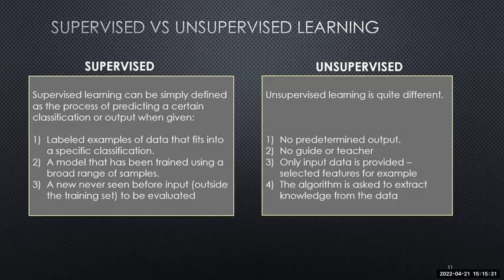It is just raw data, right? So the only input data that is provided is really select features for an example aspect. The algorithm itself is asked to extract knowledge from the data. How that extraction takes place or what the result of it would be, well, that is yet to be determined, and that's the unsupervised aspect of it all.